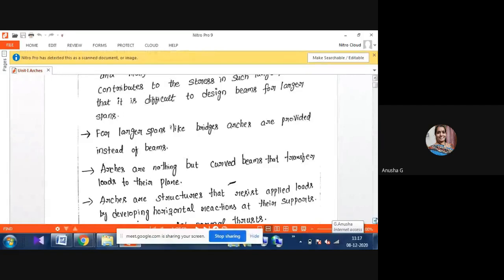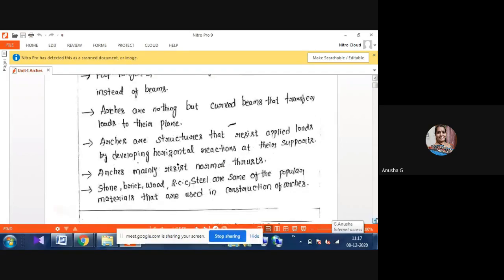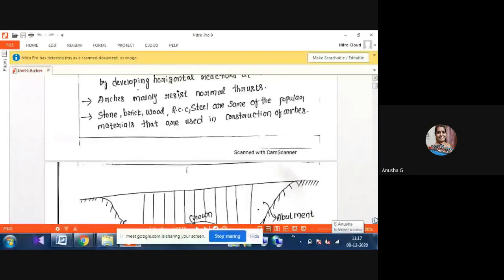The next point is that arches are nothing but curved beams that transfer the loads in their plane. Okay, arches. These arches may be developed.